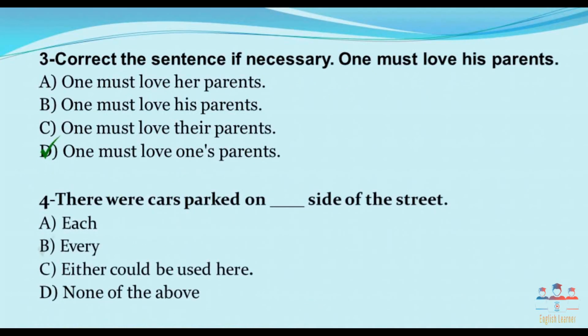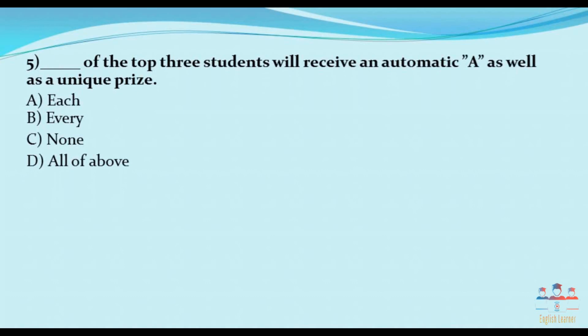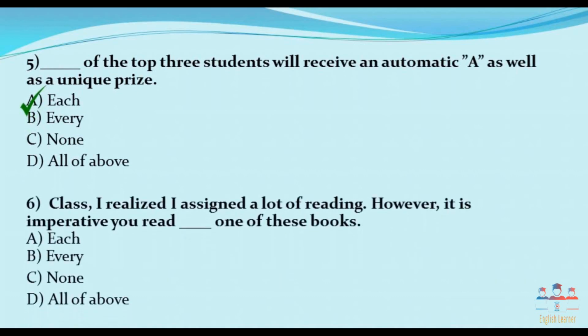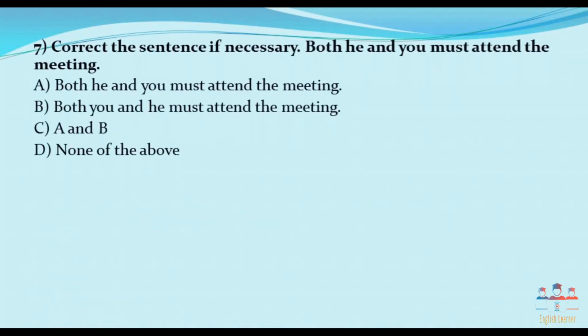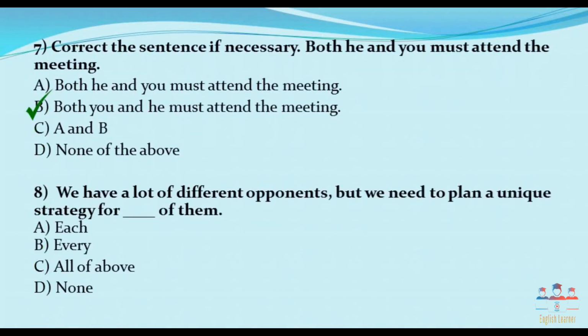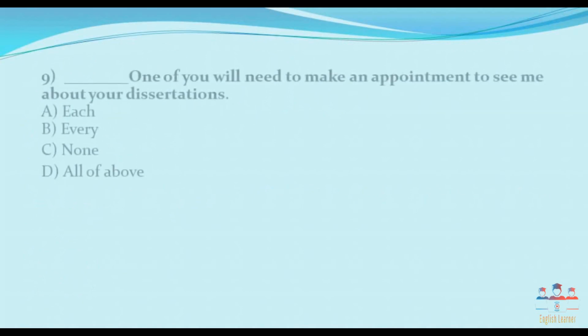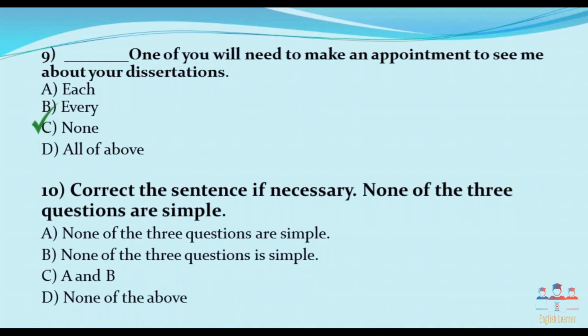For number 4, the correct option is A. For number 5, the correct option is A. Number 6, the correct option is B. Number 7, the correct option is B. Number 8, the correct option is B. Number 9, the correct option is B. Number 10, the correct option is B.